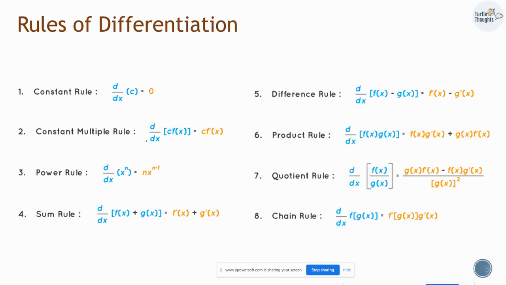The second rule is the constant multiple rule. What does it say? It says that the differentiation of a constant and a function is going to be a constant and the differential of that function.